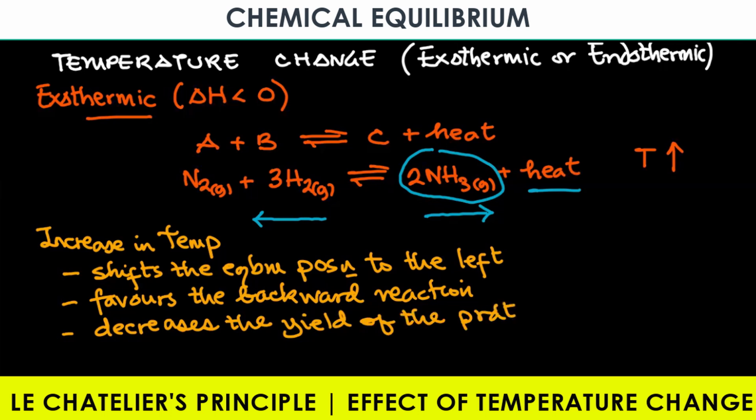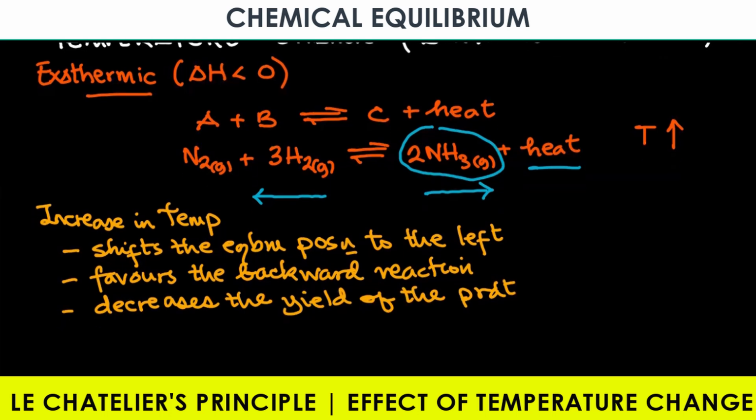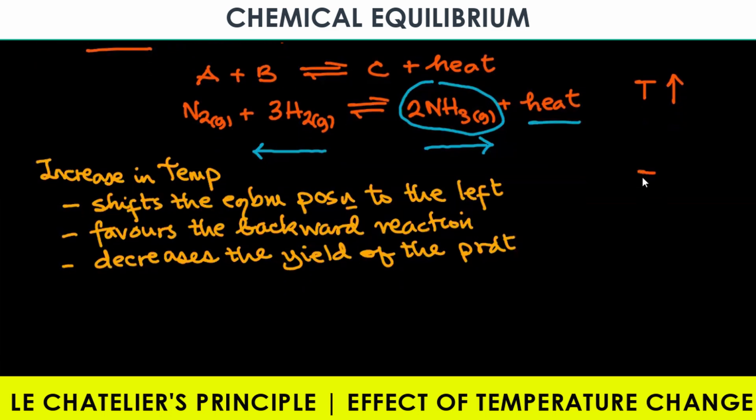Simple. While the decrease in temperature will be the reverse of this. If you decrease the temperature of the system, what are you doing? You are removing what? Heat, right? So if you are removing heat from this system, it means that you are increasing the reactant side of the reaction, is it not?